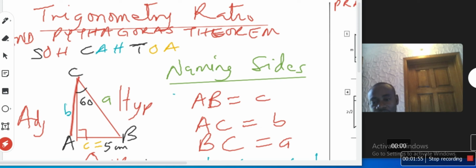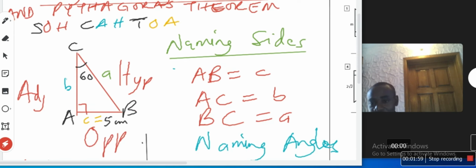For a right-angled triangle, you need to identify certain sides: the hypotenuse, the opposite, and the adjacent. Now it depends on the angle that you are considering. If this is the angle we are considering, the side that is facing the angle is called the opposite. The other side is adjacent.